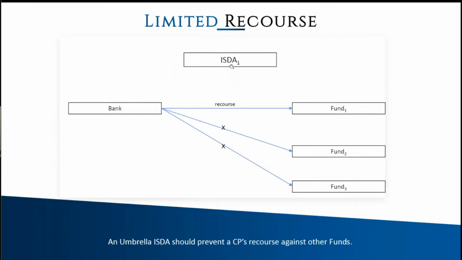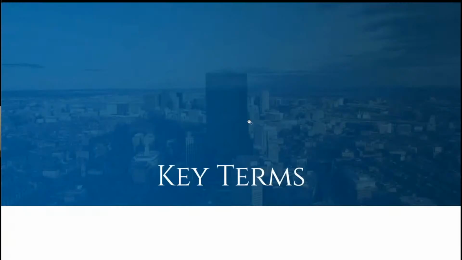One point on that is that the recourse between the funds needs to be distinct. So the ISDA 1, which is between Fund 1 and the bank, recourse by the bank should only be against Fund 1. It should not go to any of the other funds. We touch more on limited recourse later, but this is one very clear application.